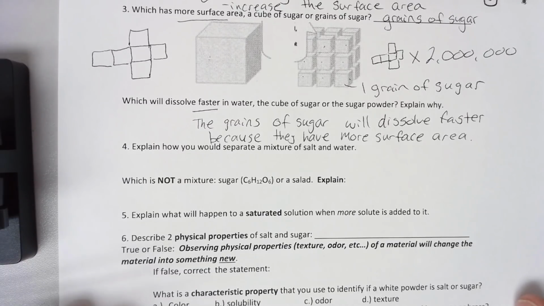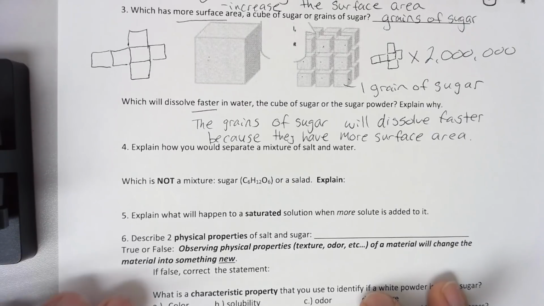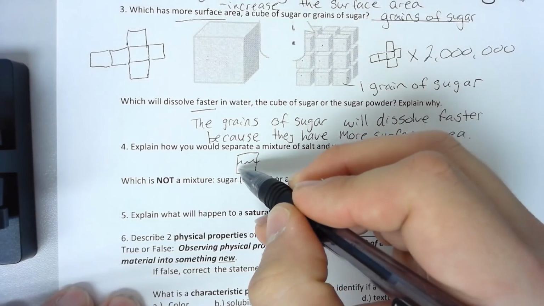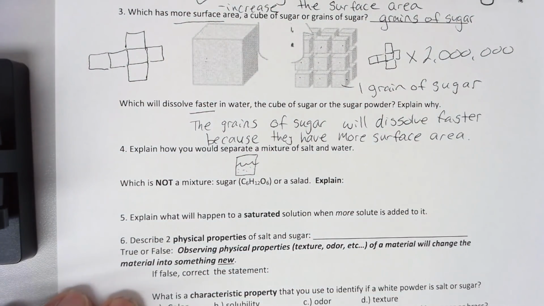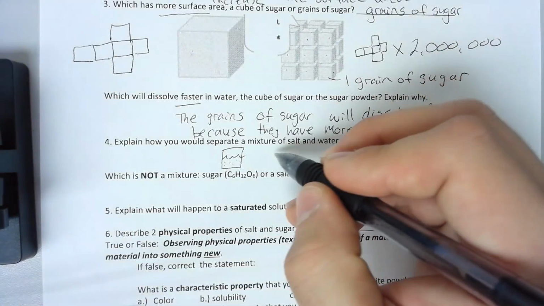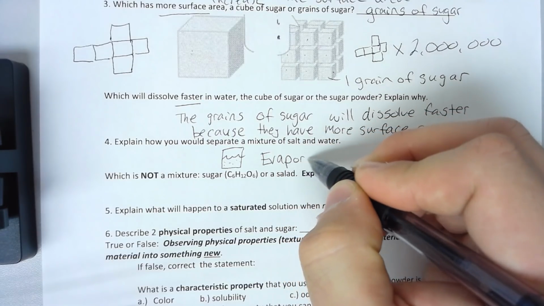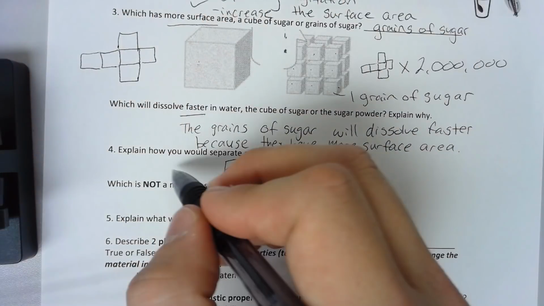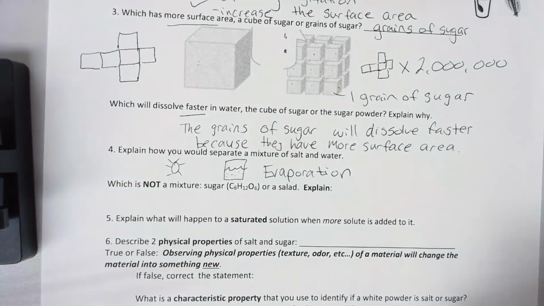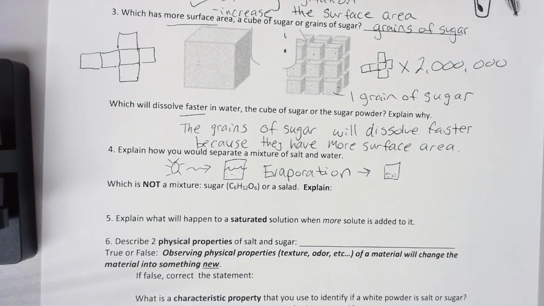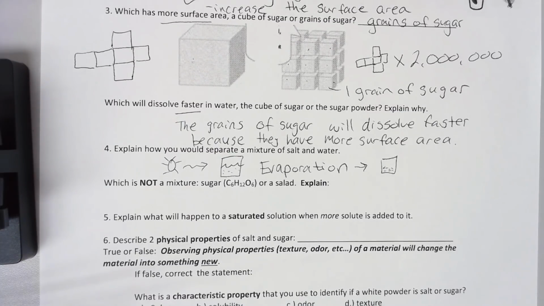Explain how you would separate a mixture of salt and water. So if I have some water and in here I have salt, how would I get that salt out of the water? The way you would do this is by evaporation. Okay, hopefully you remember this in 7th and 6th grade science when we're talking about the water cycle. If you evaporate the water, that means you add heat to it and the water will disappear, and all you have left is just the salt on the bottom, okay?